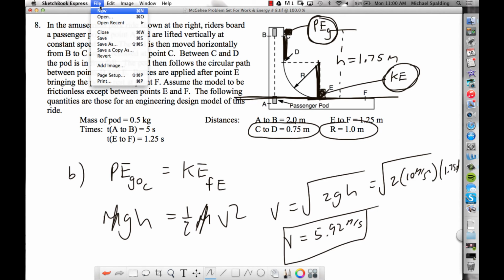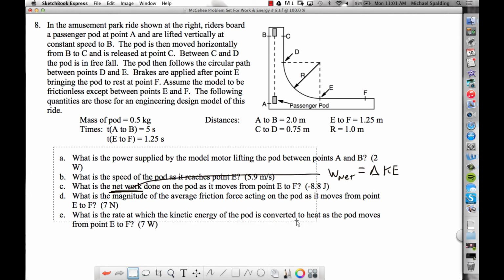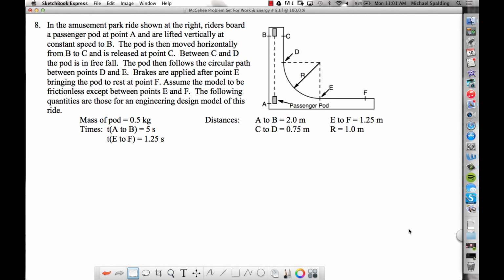Okay, third question. What is the net work? Okay, look, whenever you see net work, there's a really cool equation. Who knows it? What's work net equal to? Change in kinetic, always. The total work done is equal to change of kinetic. So let's just go ahead and do that. So we're on part C. Part C says, what is the net work from E to F?